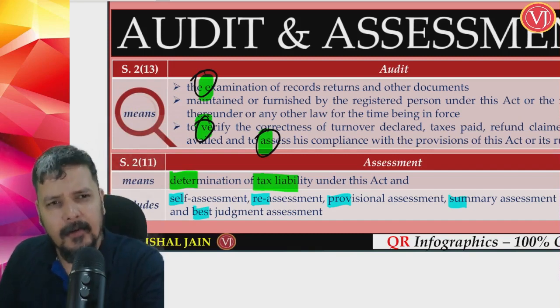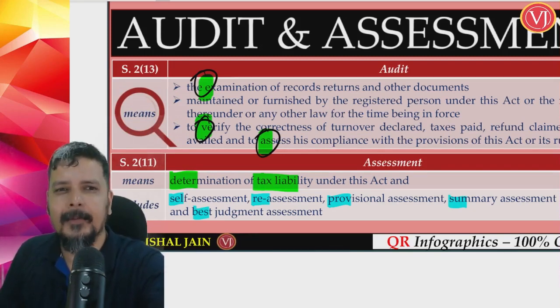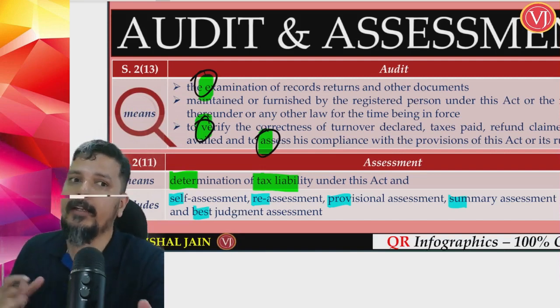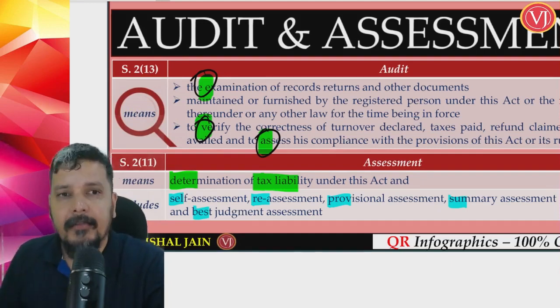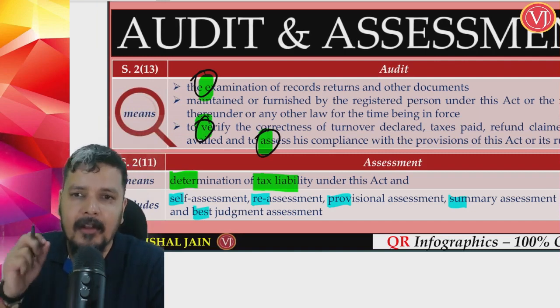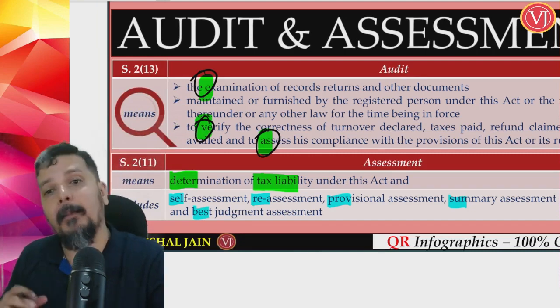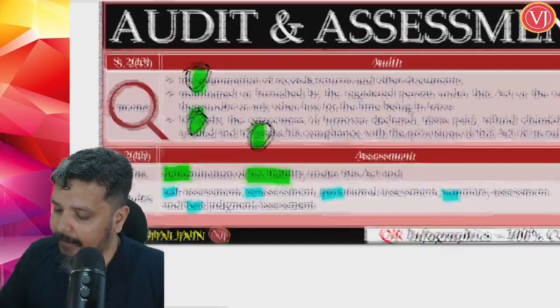Assessment is finding out your tax liability. Self-assessment, reassessment, provisional assessment, final assessment, summary assessment, best judgment assessment. It is finding out your tax liability. What is audit? Detailed examination of all the records and accounts that you have under the law. Verification of the numbers, be it your turnover, be it your tax payable, be it your input tax, be it your refund. And even going to the extent of assessment of your compliance, whether all other things that you have done are proper or not. So audit is a very wide term.